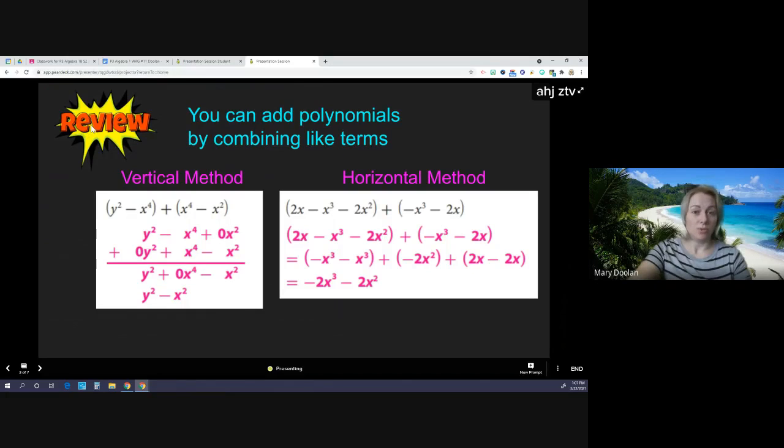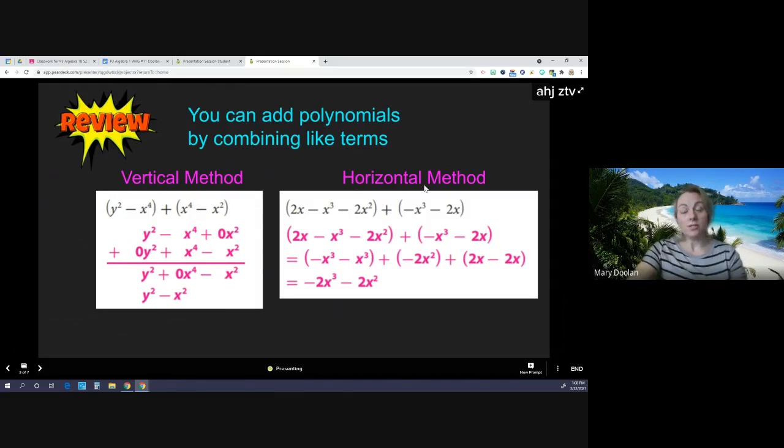Last week we learned 3 different ways to add polynomials, and the way you do any of the methods is by combining like terms. We used that website, and we're going to use it again, to use algebra tiles. We also learned the vertical method, where if you have 2 polynomials you want to add, you line them up so that all the like terms are stacked above one another. If you're missing a term, you put a 0 to hold its place. Then we simplify.